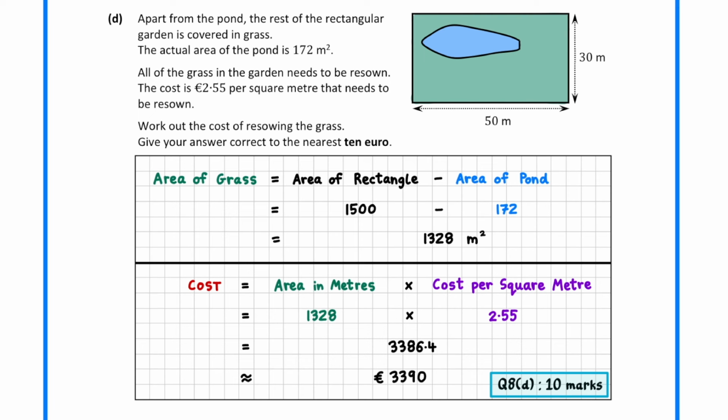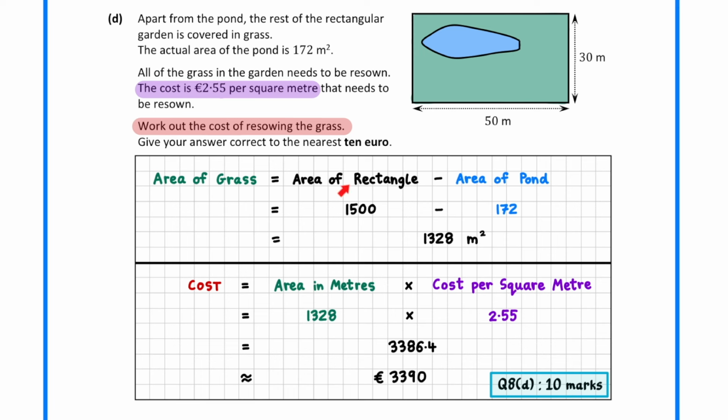In D, we are told that the non-pond area is covered in grass. The grass is being resown at a cost of €2.55 per square metre, and we need to find the total cost correct to the nearest €10. Well, the area of the grass will be the area of the full rectangle minus the area of the pond.